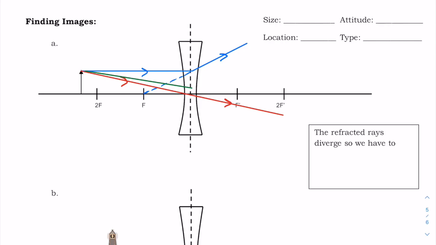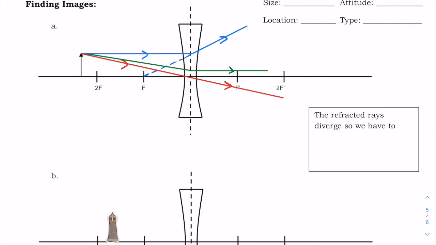But it gets refracted and comes out parallel. All right, so look at your three rays of light on the right side and notice that they're all moving away from each other. So they're never going to cross. What we have to do is back trace the rays using the dotted line. And wherever the back traced rays cross is the location of the image.